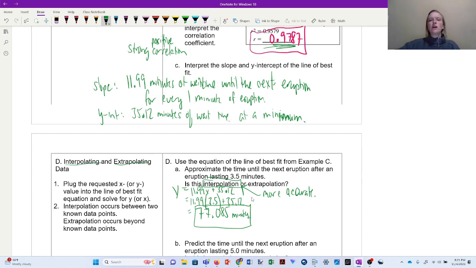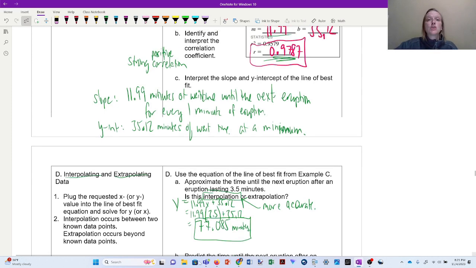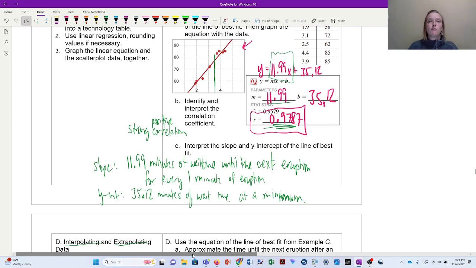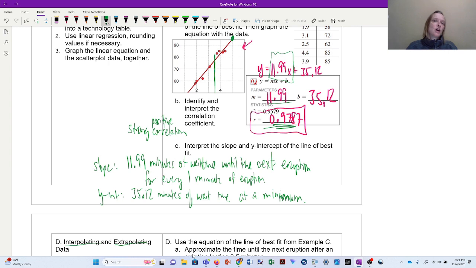If instead we look at an eruption that we're asking to predict the wait time after an eruption of 5 minutes, scrolling back up to here, we can see that 5 minutes is beyond the data points that we've collected. So we can still use our line of best fit to estimate this value, but it is less certain because we don't have more data on the other side of that 5-minute mark. We can't be sure that our data stay linear the whole time.